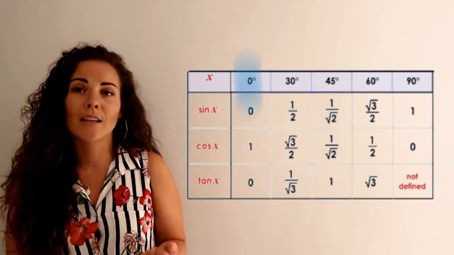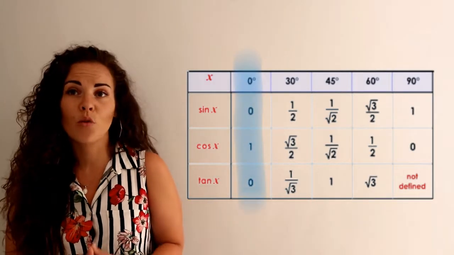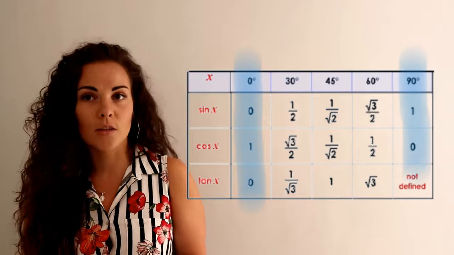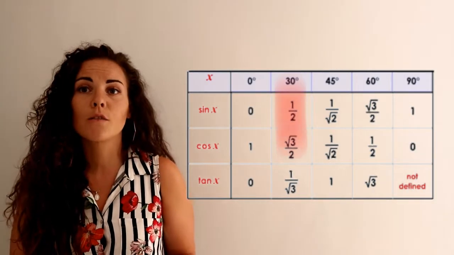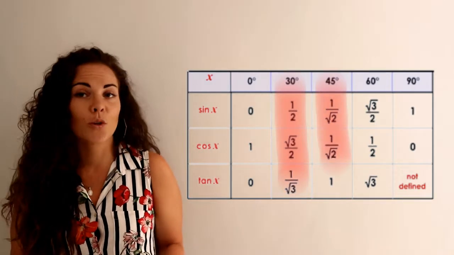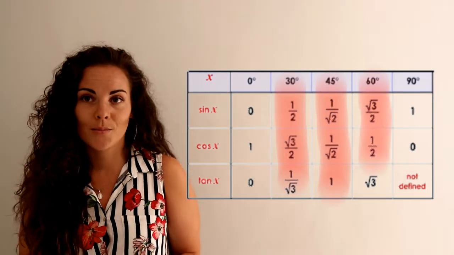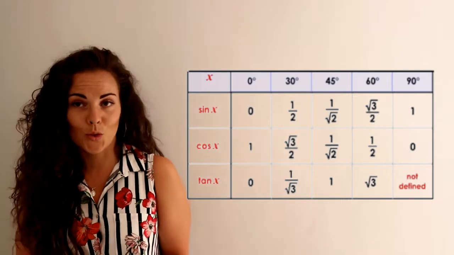Well, when you're looking at the angle 0 or 90, you need to remember the graphs, so watch my last video if you need help on that. You're also supposed to know the trigonometric ratios for the angles 30, 45 and 60. To be honest, there's no easy way around this, but hopefully these next few tips will help you.